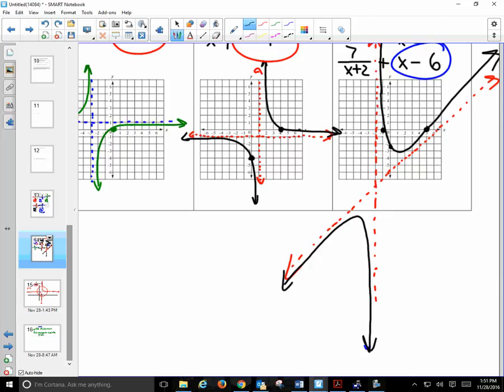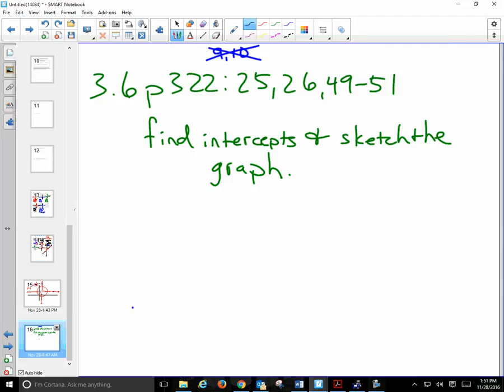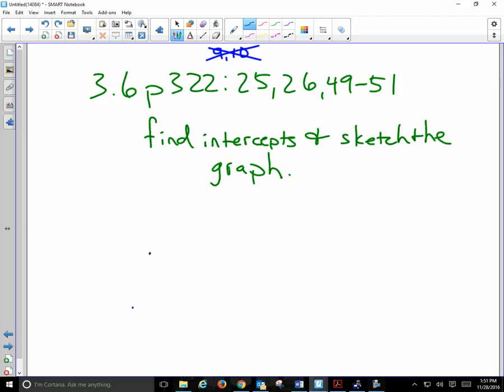No, you don't have to finish writing the intercepts. Your final assignment, your homework cover sheet says 9 and 10, 25, 26, 49, 51. I took off 9 and 10. Simply do 25, 26, and then 49, 51. There's just 5 problems. Find the intercepts and sketch the graph. That's going to be your instructions.